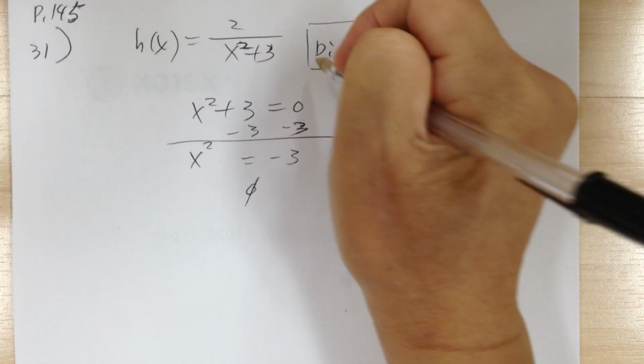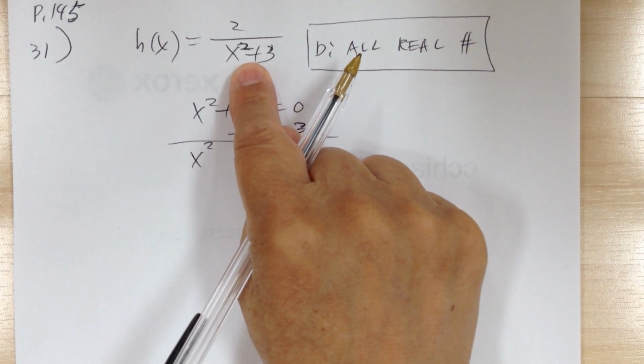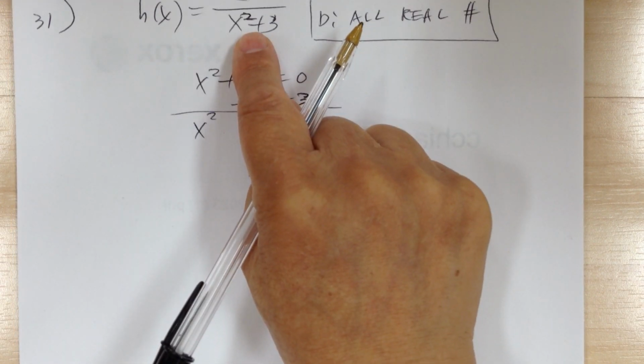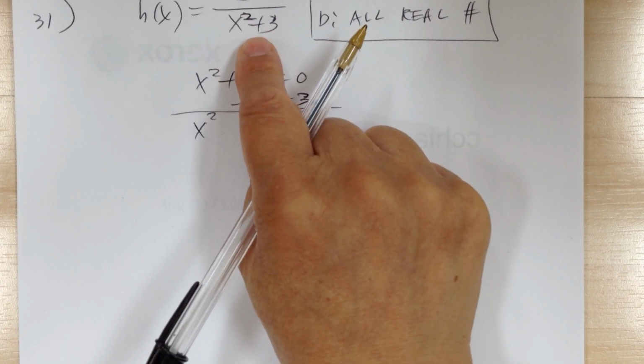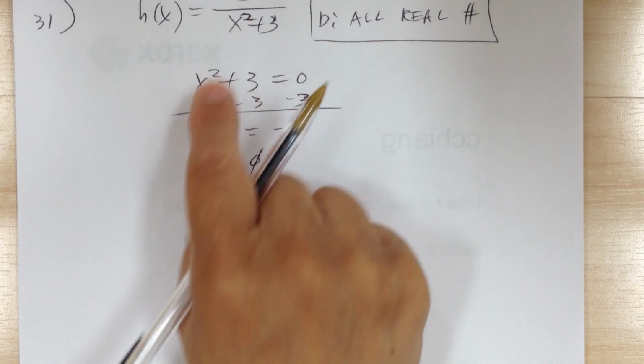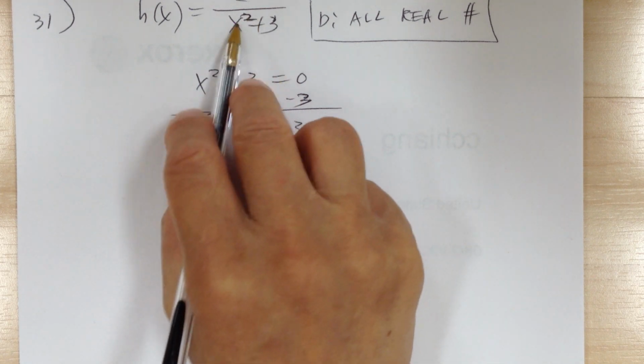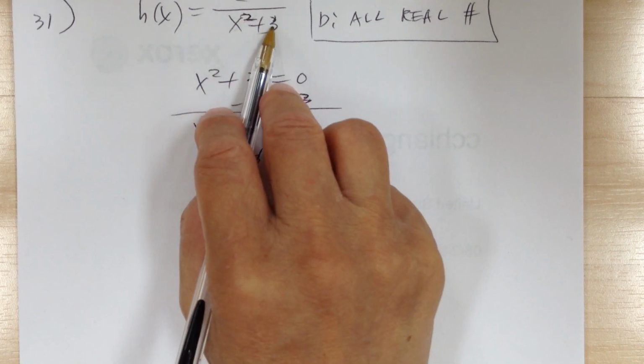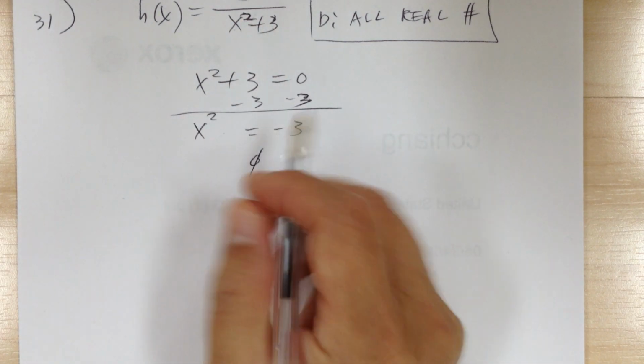Okay, because there's no real x value that can make this equal to 0. So you don't have to worry about it. This will never equal 0 with a real number, because a square is always positive. Positive plus 3 will never equal 0.